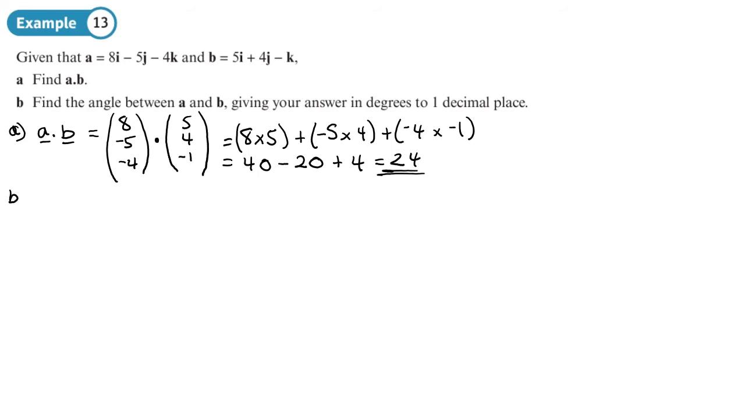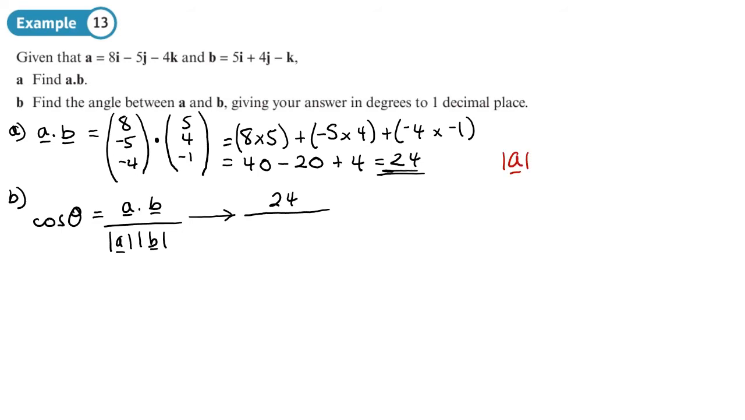And part B says find the angle between A and B, giving our answer in degrees to 1 decimal place. So we can find the cosine of the angle between them, and that is A dot B over the length of A times the length of B. So A dot B, we've already worked that out, that's 24, divided by the length of A. Let's do the working over the side here.